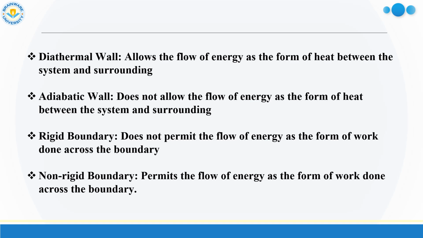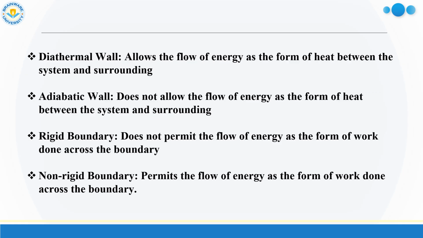So what is the diathermal wall? It allows the flow of energy in the form of heat between the system and surroundings. On the other hand, an adiabatic wall or adiabatic boundary doesn't allow the flow of energy in the form of heat between the system and the surroundings. A rigid boundary doesn't permit the flow of energy in the form of work done, but a non-rigid or movable boundary permits the flow of energy in the form of work done.